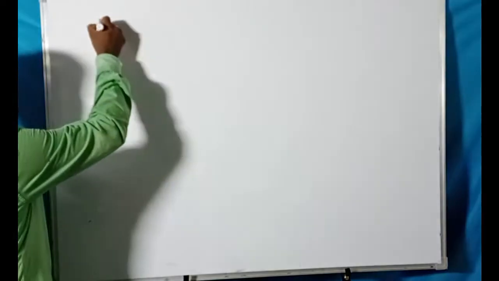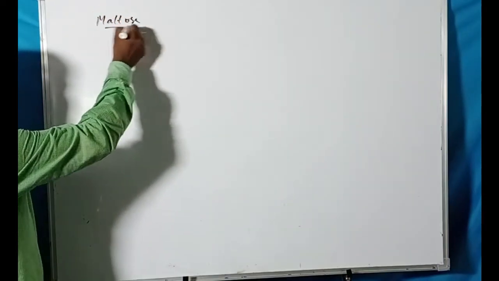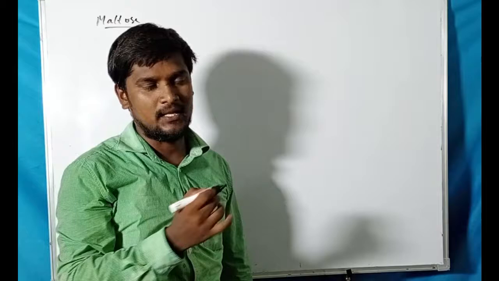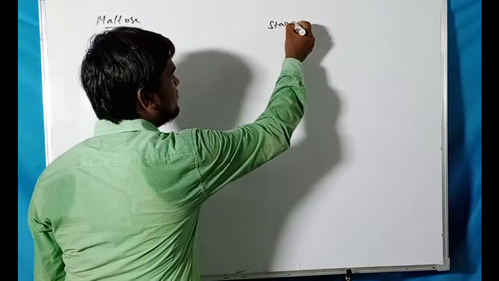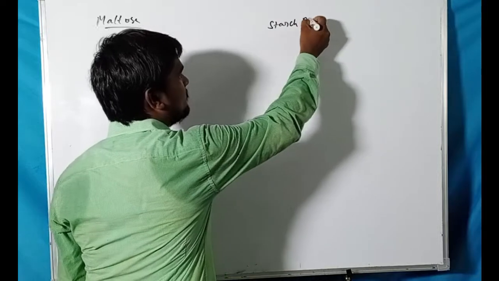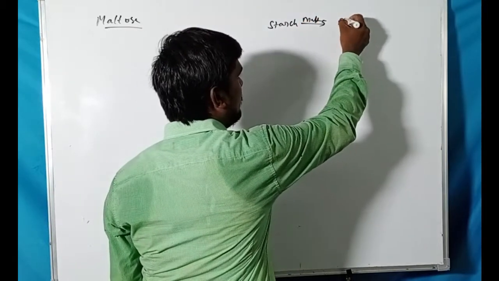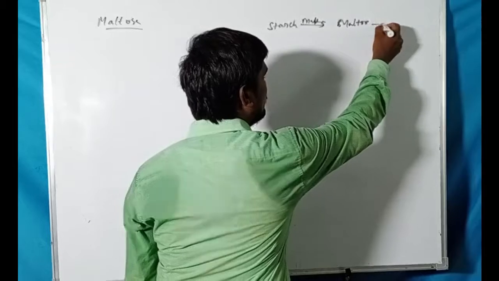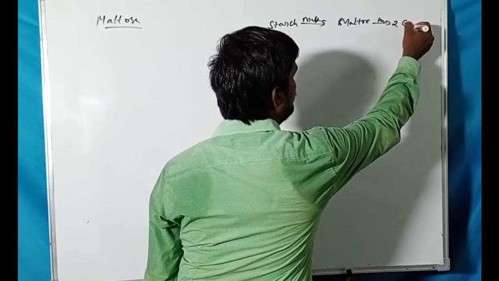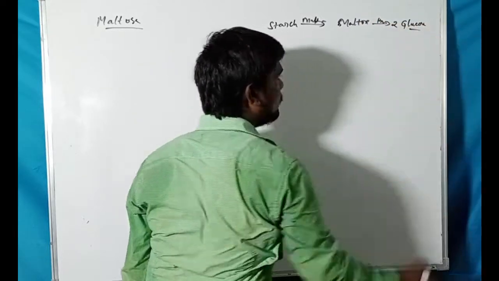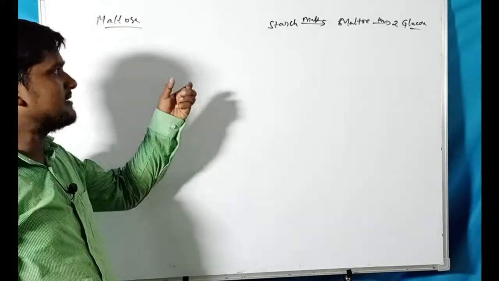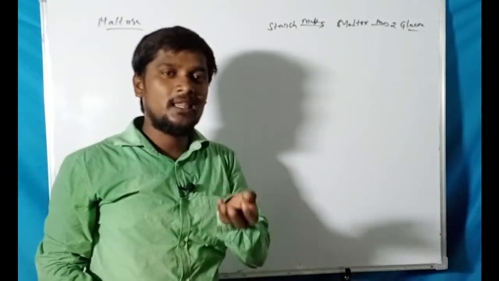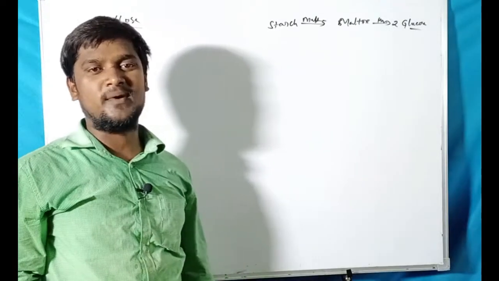Okay, now the second example is maltose. So here it is the second disaccharide. It is the best example for a disaccharide. Maltose, whenever the starch compound is in the presence of a maltase enzyme, it gives maltose. Again, maltose can undergo a hydrolysis reaction. It gives two equivalent moles of glucose. That means here the maltose is made up of the combination of two units of glucose.